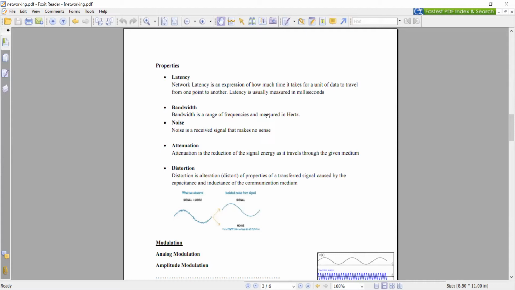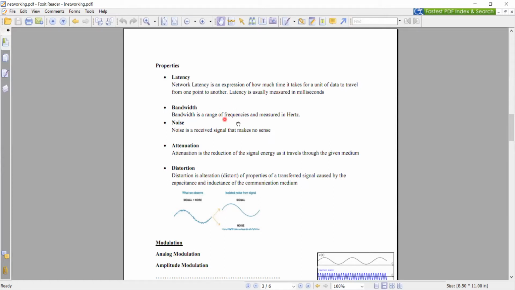Just like measurement units such as kilogram, gram, data transmission also you can get some units, right? So how much time it takes for a unit of data to travel from one point to another. Latency is usually measured in milliseconds. Then bandwidth.